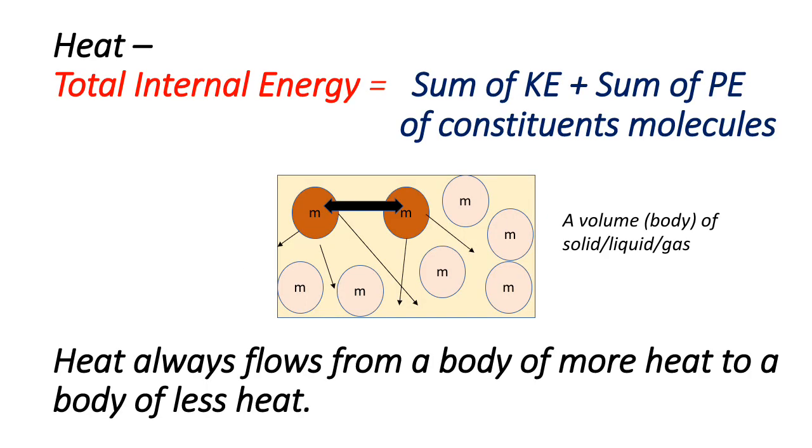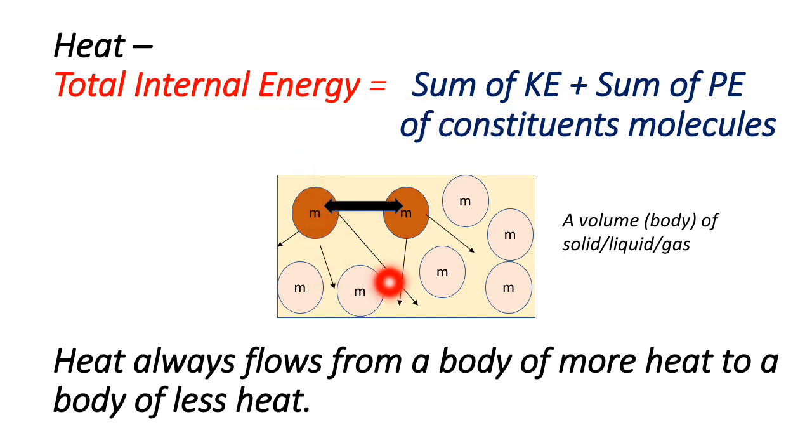Very good morning, students. We will start this chapter, calorimetry, and we will learn about the concept of heat and temperature. So what is heat? Heat is the total internal energy of a body. So what is the total internal energy? Here the sum of kinetic energies and the sum of potential energies of the constituent particles of the body gives the total internal energy. Let's see how.